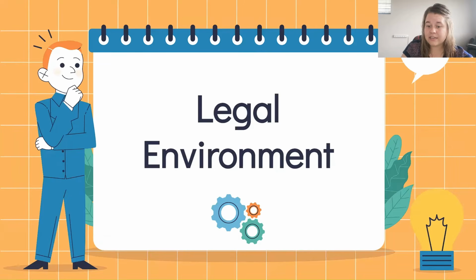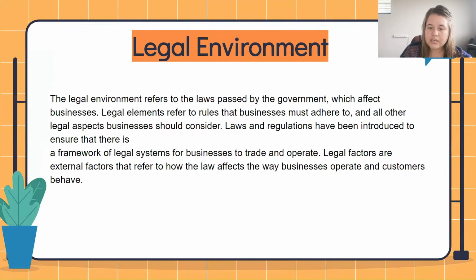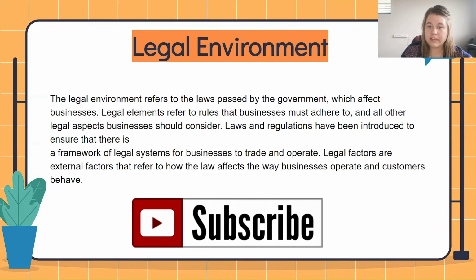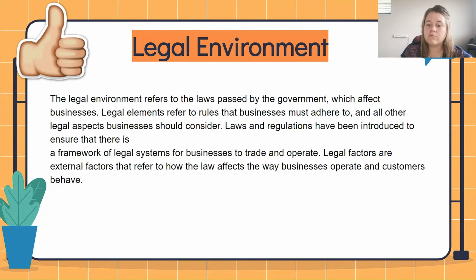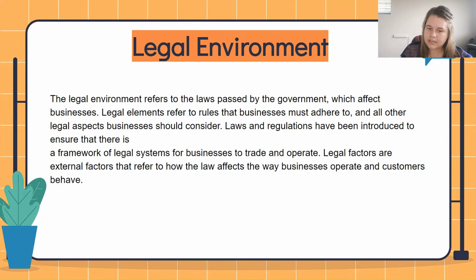Then we're looking at the legal environment. So here we're referring to the laws that are passed by the government, which affect the businesses. So these elements refer to the rules that businesses must adhere to and all other legal aspects that the businesses should consider. So laws and regulations have to be introduced to ensure that there is a framework of legal systems in businesses to trade and operate. Legal factors are external factors that refer to how the law affects the businesses to operate and consumers' behavior.